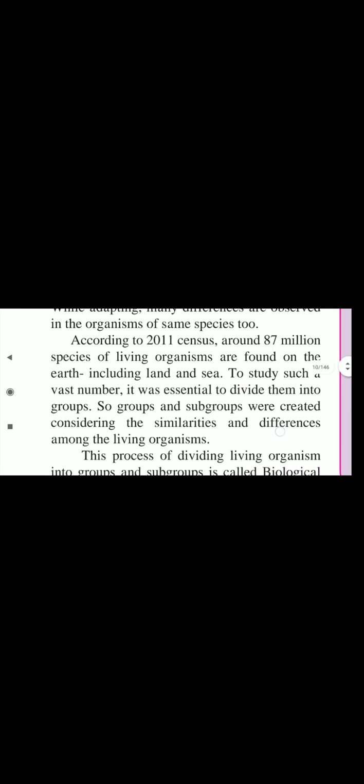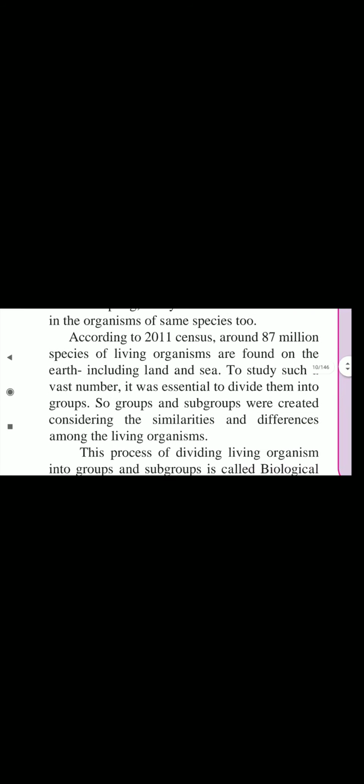Now, according to the 2011 census, around 87 million species of living organisms are found on the earth. How many species? 87 million species of living organisms are found on the earth. And where do they live? These animals live on land and also in the sea. To study such a vast number, it was essential to divide them into groups. If you started to study 87 million animals, it would be very difficult. It is better not to study each and every organism separately.